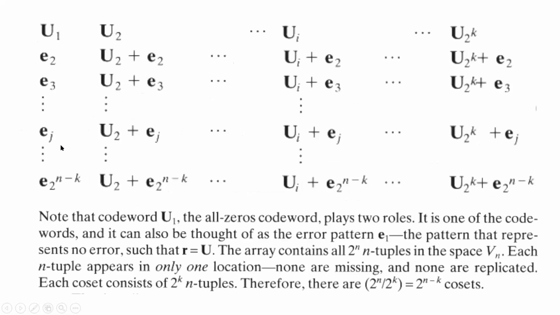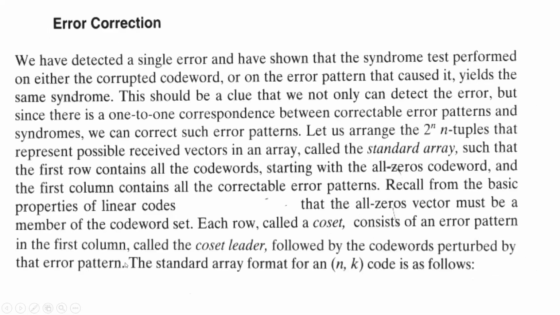Please mind it, if you design a code, not every error pattern, or not every corrupted received vector, can be corrected. If you define the error pattern, a few error patterns can be corrected. How many error patterns can be corrected? 2^(n-k) error patterns can be corrected. All right. So recall from the basic properties of linear codes that the all zeros vector must be a member of the code word set. This is a very important point.